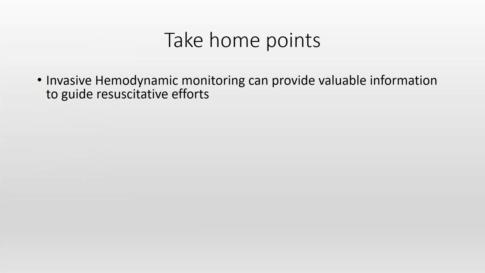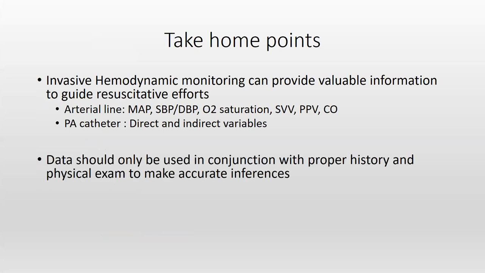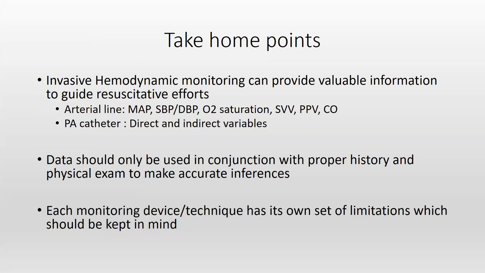So my take home points are: invasive hemodynamic monitoring can provide valuable information to guide resuscitative efforts, and these are just some things we went over today. However, data should only be used in conjunction with proper history and physical exam to make accurate inferences of what this data represents. Each monitoring device and technique has its own set of limitations, which should be kept in mind when extracting numbers from these devices. A key point is Vigileo, which we use so much. It's a very useful device, but we need to keep in mind its limitations and how we interpret the data from it. Thank you.